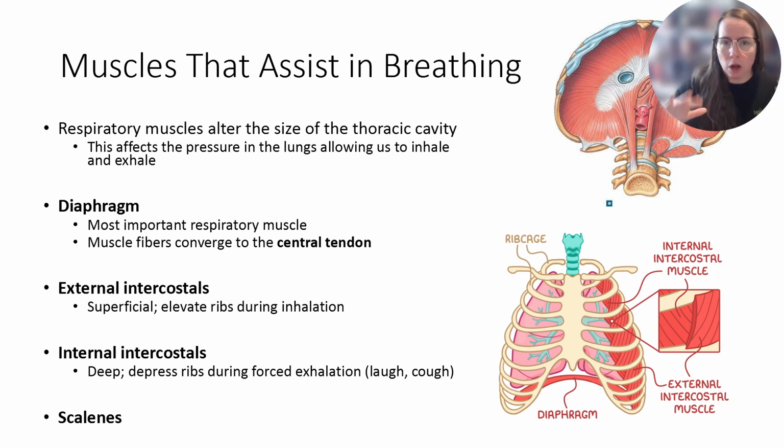Your internal intercostals are going to run at this angle. They are deep, so they lie underneath the external intercostals. And when you are exhaling forcefully, coughing, laughing, they're going to constrict the ribs and help force the air out. Okay, so the internal intercostals along with your abdominal muscles are considered accessory muscles for respiration because they can be used to help forcefully push air out.